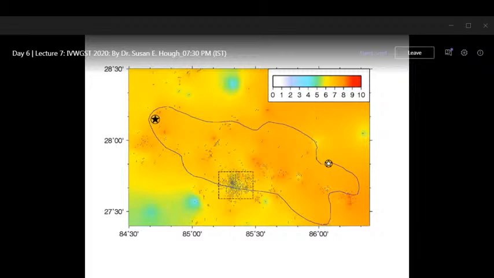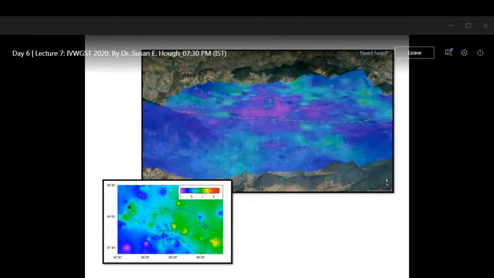Another way to see that more clearly: if you take this intensity map and subtract out a baseline, you can look at the residuals. You can compare this to a map of the predicted shaking and look at where the shaking was relatively high or relatively low compared to what we expect. So this is a map of residuals. Purple is where the shaking was lighter than expected, red is where the shaking was greater than expected, and green is shaking that's about the level that we expect.